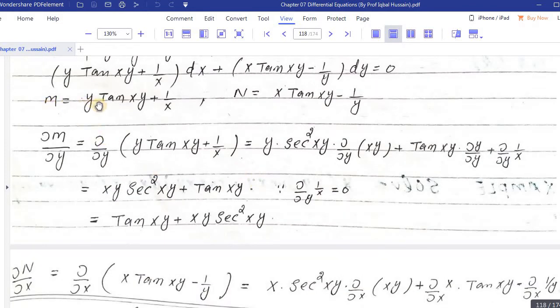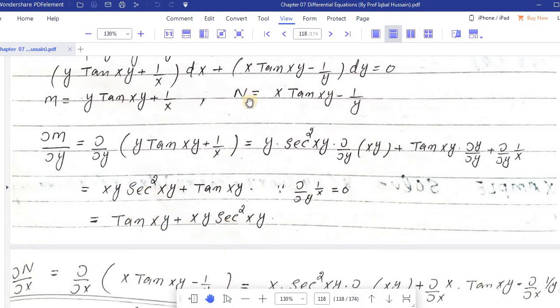Now we have to differentiate this equation partially with respect to y. So in case if we have to differentiate with respect to y, then we will treat x as constant. Here we have product of two functions, so we will use partial derivative with respect to y, and the rule will be product rule. This 1 over x with respect to y will be equal to 0. So using product rule for the first term, this is the product rule for the first term. This is derivative of the second term, which is 0, and this is the simplification.